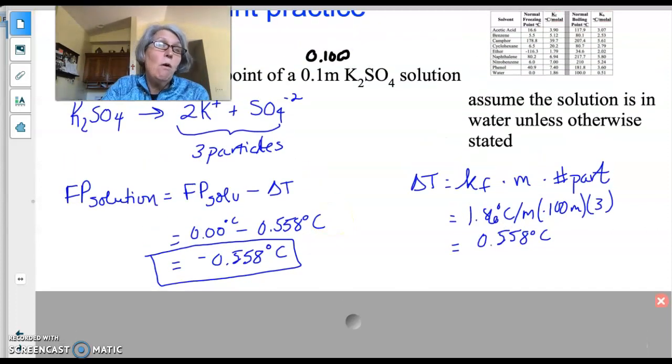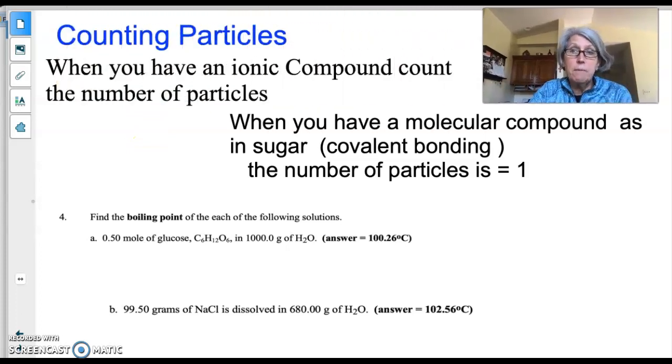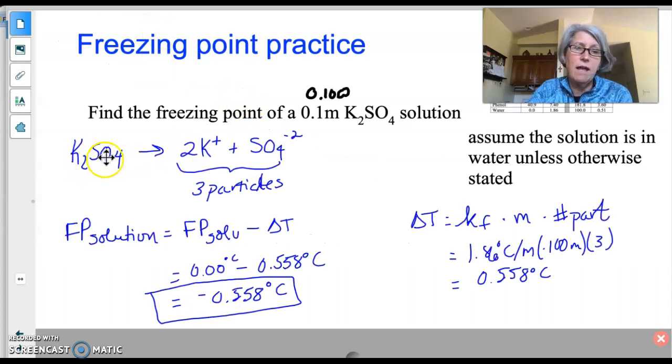Okay, your homework is going to have some particles that are ionic, and they also could have some things that are covalent. So you do have to pay attention to your counting particles. So when you have an ionic compound, you count the number of particles, just like I did here. This is an ionic compound. I would strongly recommend that you write the dissociation equation and you can count the number of particles. So this has 2 and the sulfate is 1, so that's what gave me a total of 3.